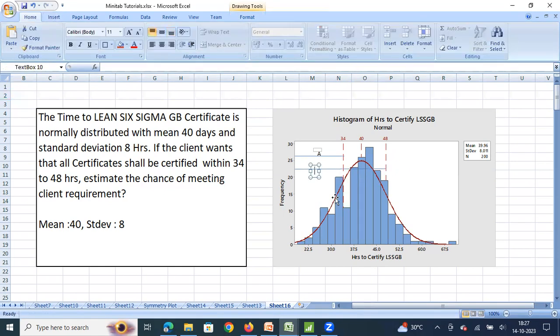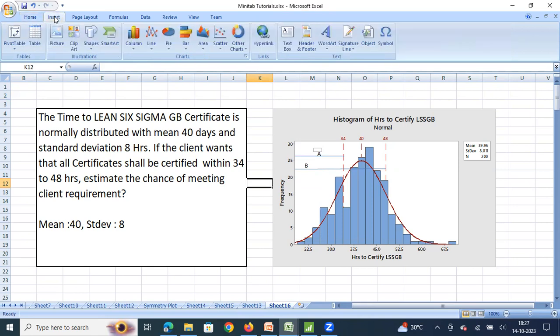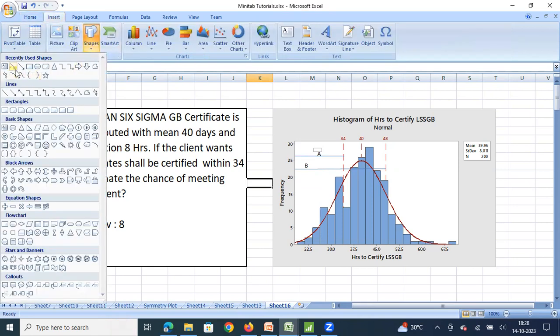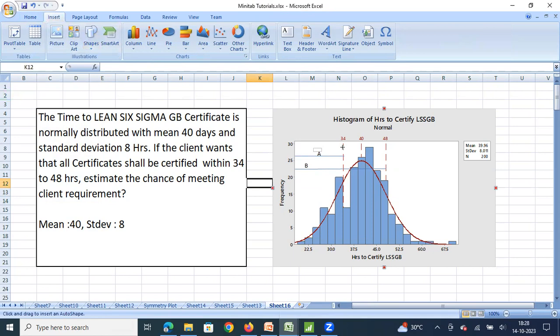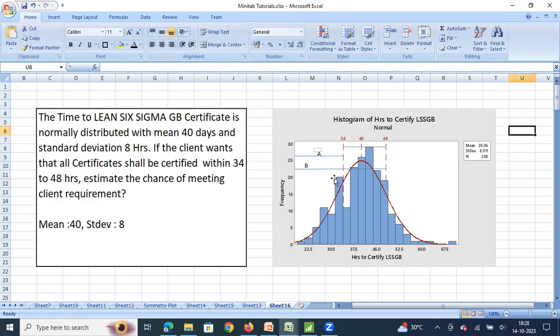Then what I am concerned about in this scenario is, I wanted to know what is C. Why do I want to know what is C? Because if I calculate the cumulative probability of B, and then calculate the cumulative probability of A, then if I subtract the cumulative probability of A from B, I will get C. Because this is what I really wanted to calculate, right? I wanted to calculate the cumulative probability of people getting certified anywhere between 34 to 48 days.